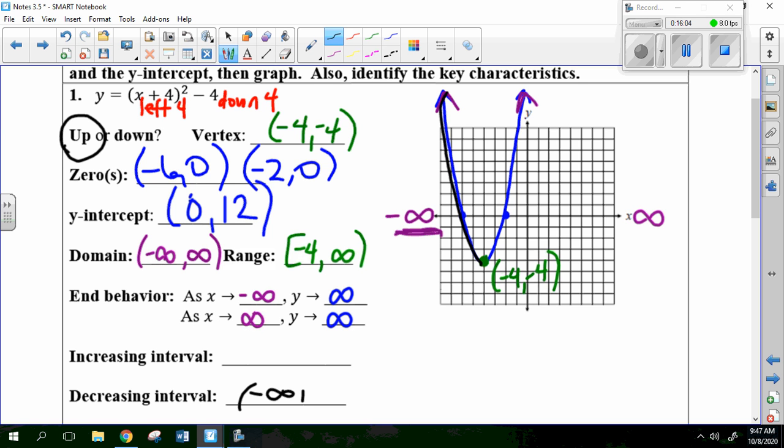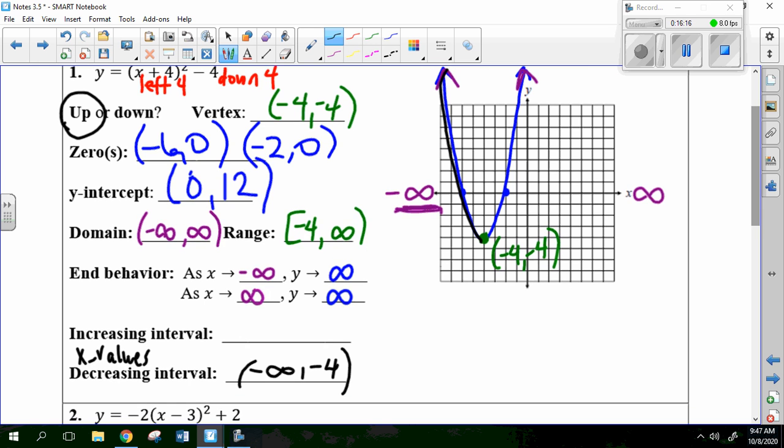The vertex. So I stop decreasing when I get to the vertex, but don't forget these are x values, so I would stop at -4. And then what happens after the vertex? What am I doing? Increasing. So I start at the vertex and increase to the right forever. Questions?